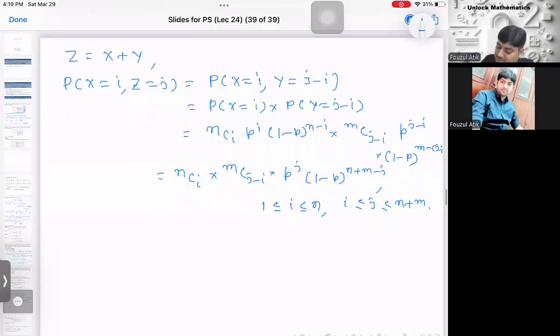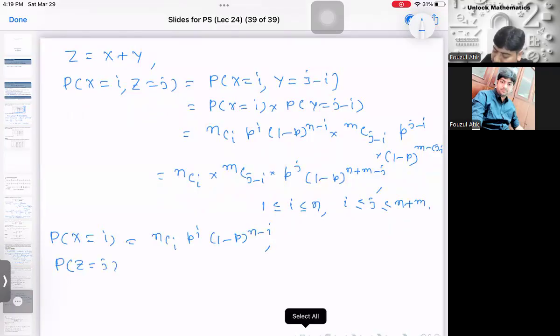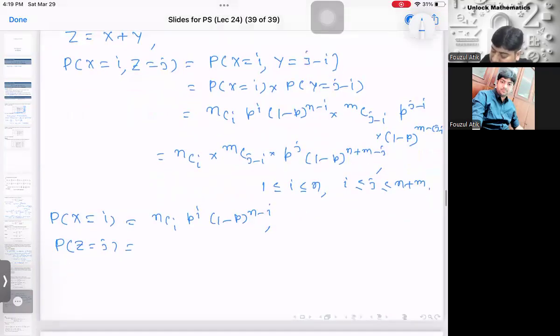Whereas the individual probabilities are what? P of X equal to i, we already know this: nCi p to the power i (1 minus p) to the power n minus i. And P of Z equal to j is (n plus m)Cj p to the power j (1 minus p) to the power n plus m minus j.